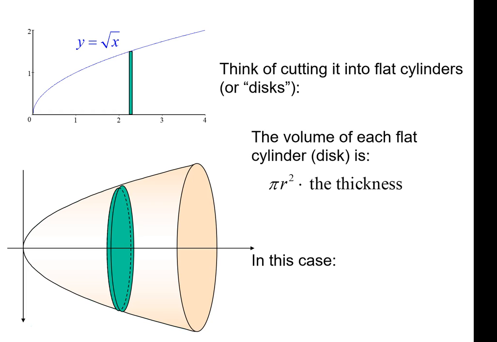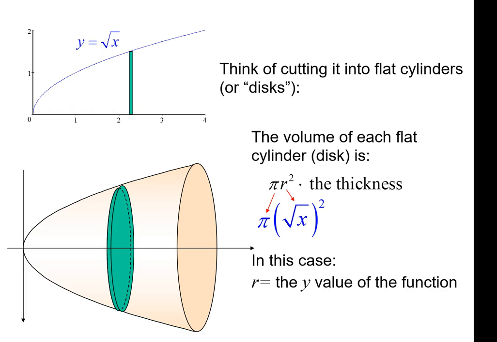The radius, on the other hand, is the y value of the function. So what do I mean by the radius? If you think about going from the x-axis out to where it hits the graph, that would be the radius of that cylinder. Or if you think about looking down at the top, you have a circle. So the radius of that circle would be the y value. And so the y value, of course, is the function given by the square root of x, because remember, y equals the square root of x. And the thickness, we said, is a real small change in x, so we're going to call that dx.